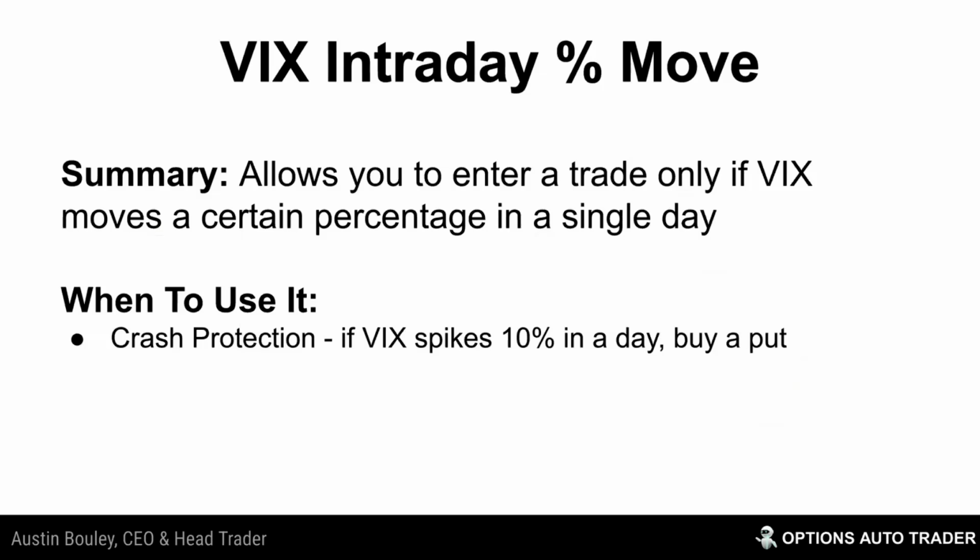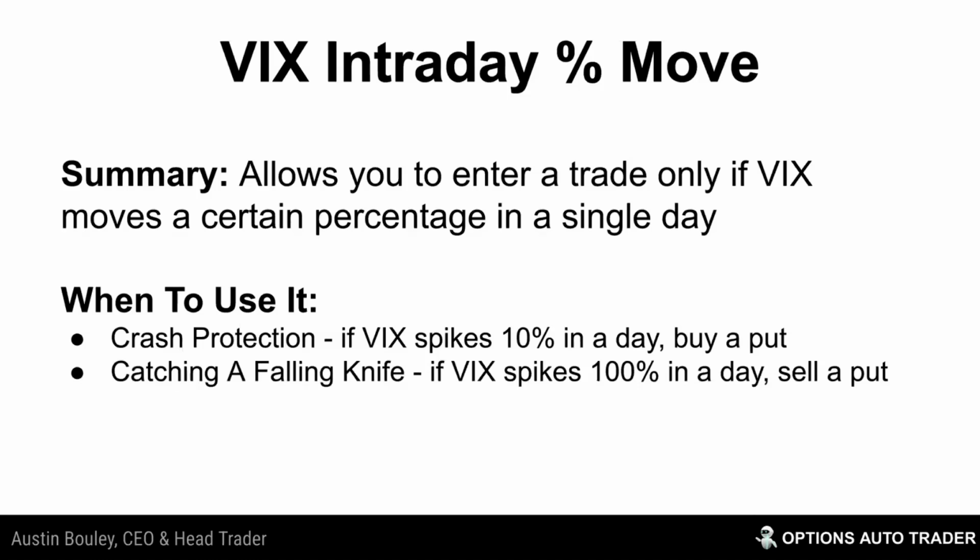If VIX spikes 10% or more in a day, that could be a strong indication that the market is going to start crashing soon. If so, maybe we have a bot running with this setting that buys a put. If VIX spikes more than 10% in a single day, or a 10% intraday move, then we're going to buy a put, maybe a 1 DTE put, maybe a 0 DTE or 7 DTE, something short term where we can use that to profit and help protect our downside.